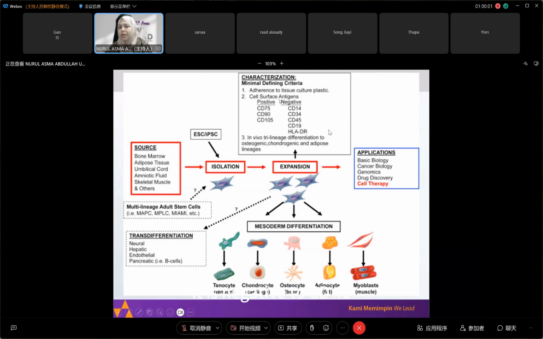Okay, it is negative to CD14. CD14 is a macrophage marker. CD34 is for hematopoietic cells. CD45 is for T cells. CD19 is for B cells, and also HLA-DR. So when you test your stem cells, they should test negative for all of these, because all of these represent the blood cells.